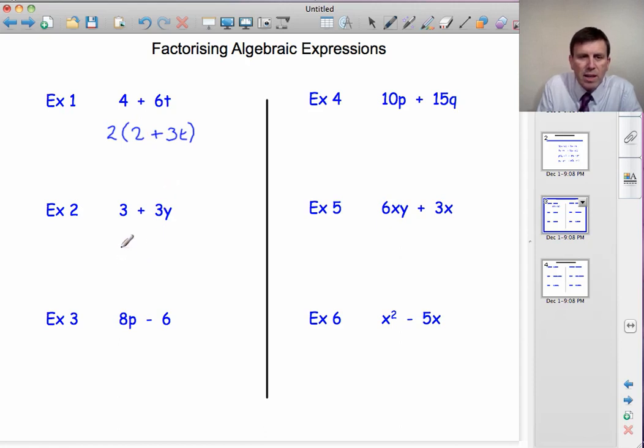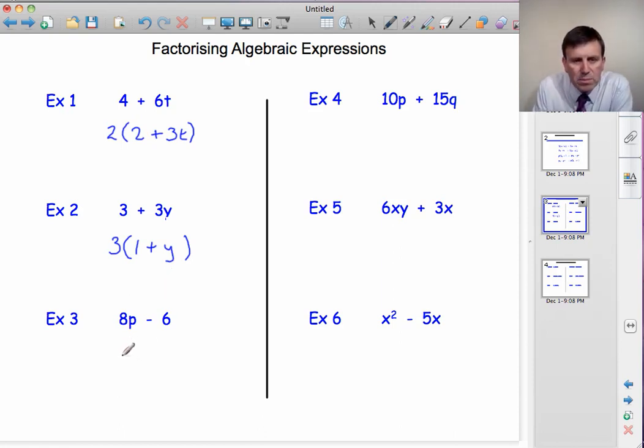Example 2. The y certainly isn't common, but the 3 is, so I can pull the 3 to the front. Rebuild the expression. It's all about rebuilding expressions, factorising. What do I multiply 3 by to get 3? Answer, 1. 3 ones are 3. Plus, what do I multiply 3 by to get 3y? Well, I don't need to multiply by a number because the 3 is already there. But I will need to multiply by y to get 3y. 3 times y is plus 3y.